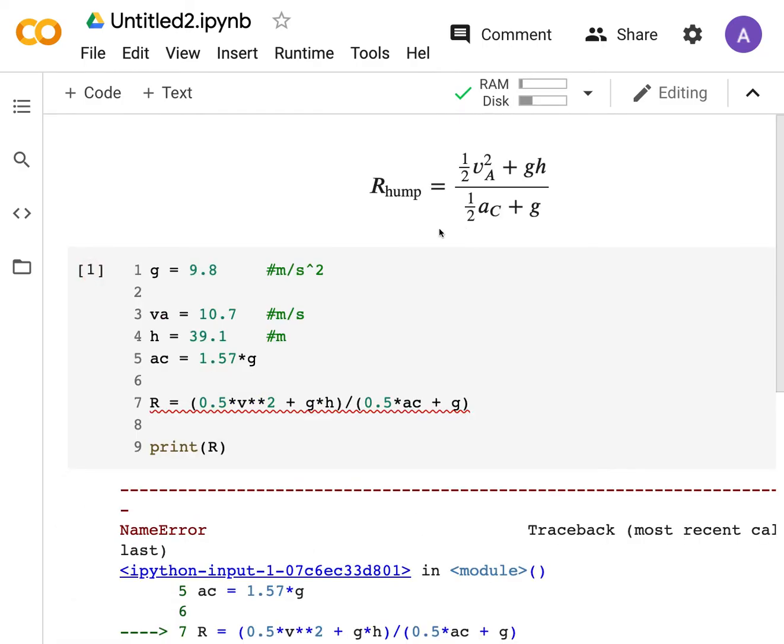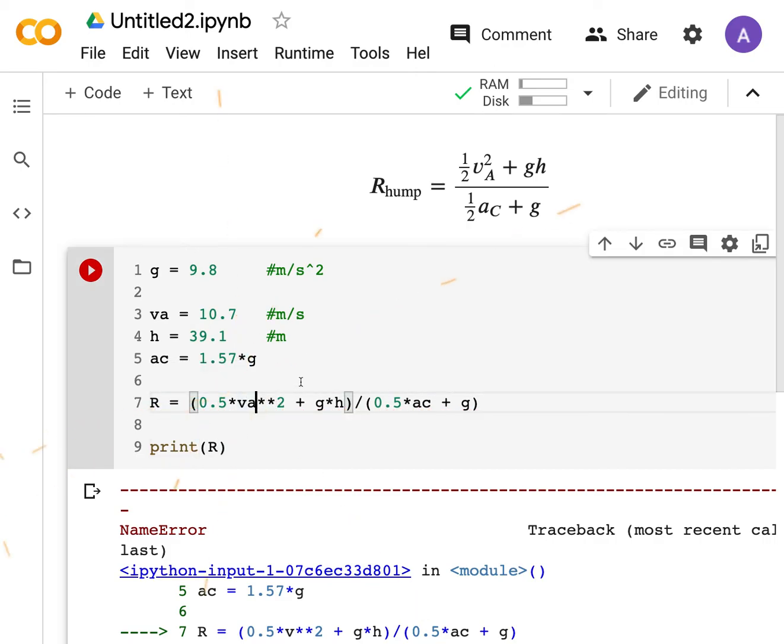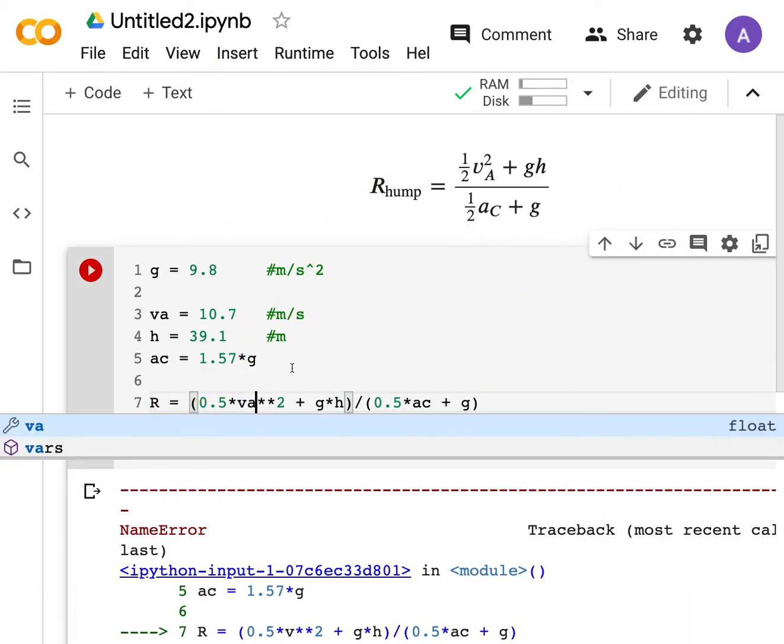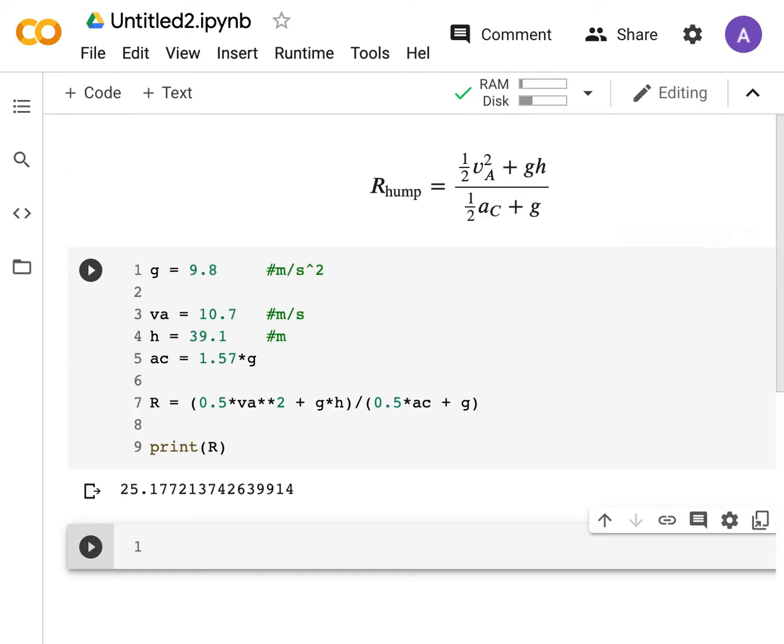Oh no! What did I do? Oh, I just put V there. I didn't put VA. Okay, cool. So let's see if it works this time. Okay, so we got 25.17. So you can enter that in Sapling, see if it's right.